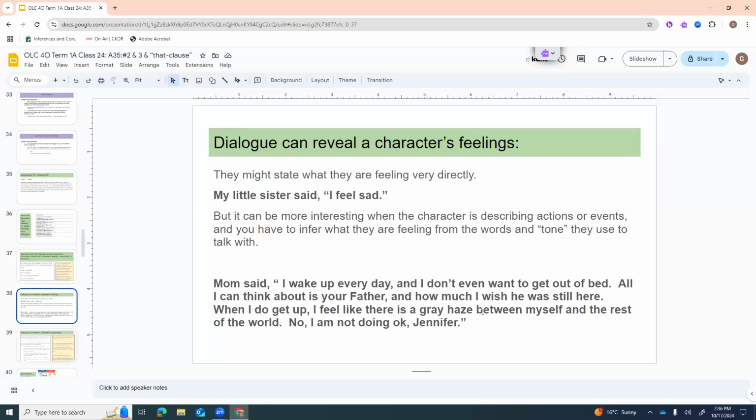Dialogue can reveal a character's feelings. Sometimes, depending on who they are and what's going on, they might state how they're feeling very directly. Like, my little sister said, "I feel sad." But it can be a lot more interesting when the character's describing actions or events, and you have to infer or read between the lines to understand what they are feeling from the words and the tone they use to talk with. So here's an example of that.